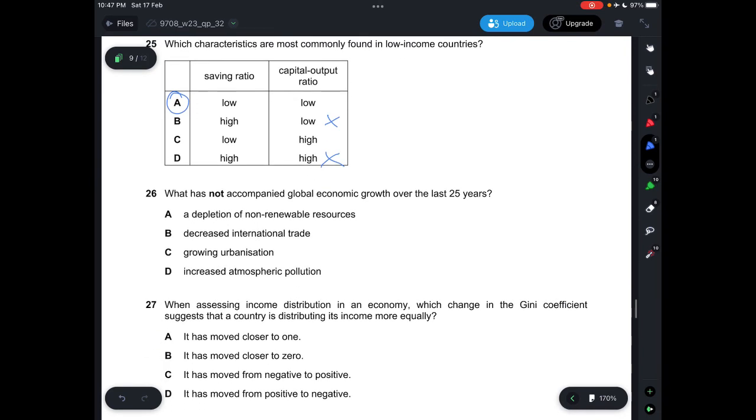Alright. For question 26, what has not accompanied global economic growth over the last 25 years? So A says a depletion of non-renewable resources.